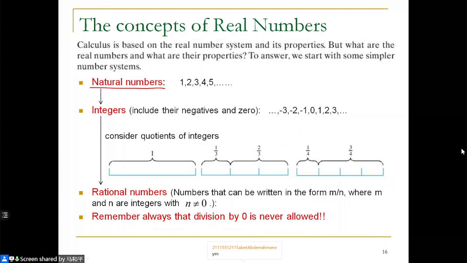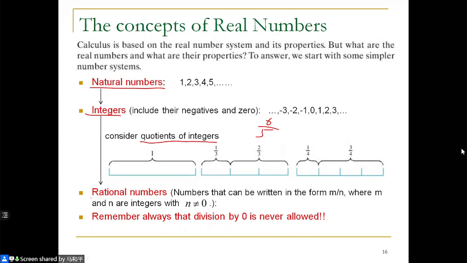And then we learned integers, which include the negatives and zero: minus 4, minus 3, minus 2, minus 1, 0, 1, 2, 3. We continue to consider the quotients of integers. For example, the numerator is 1 and the denominator is 3. This is a quotient: 1 over 3, 2 over 3, 1 over 4, 3 over 4, or 6 over 5.